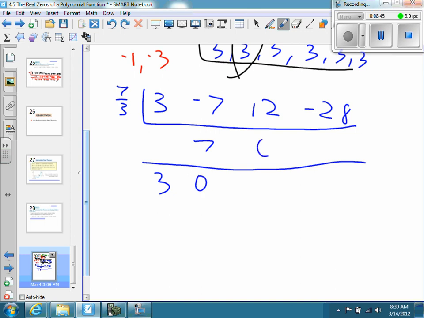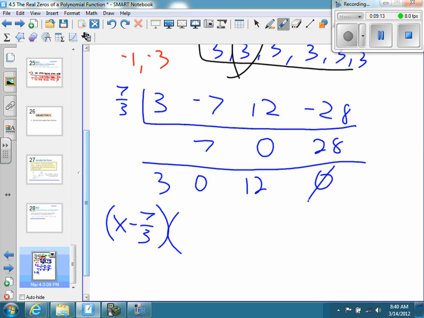That makes that easy to divide. That's a 0. This becomes a 12. And 7/3 times 12, if I divide the 3 into 12, I have 4, multiply the 4 times the 7, that gives me 28, 0. So it is in fact a 0. And now I have a new equation. I have x minus 7/3 times 3x squared plus 0x, I'll just stick that in there for a minute, plus 12.